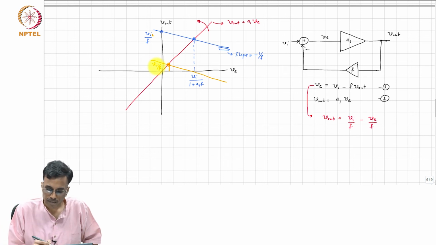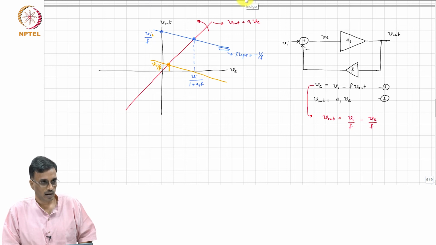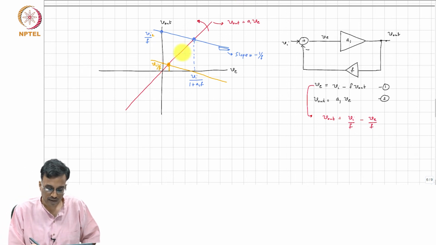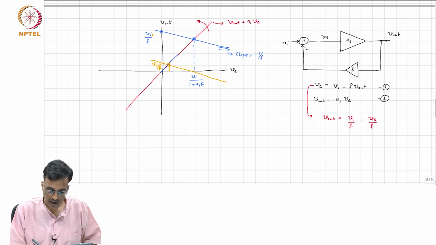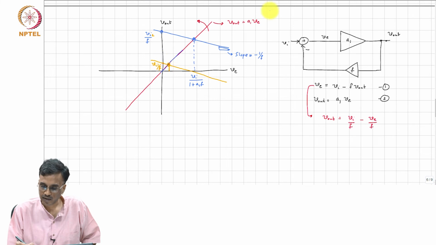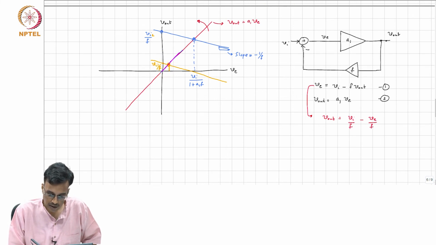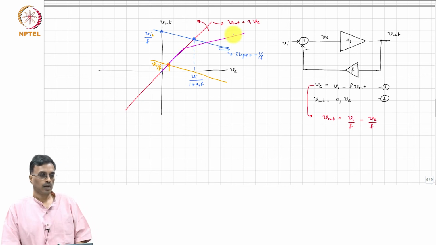Now, let us say the characteristic of the amplifier is non-linear, right. So, instead of a straight line, like most saturating amplifiers, let us say there is some compression. I will use a different color here, right.